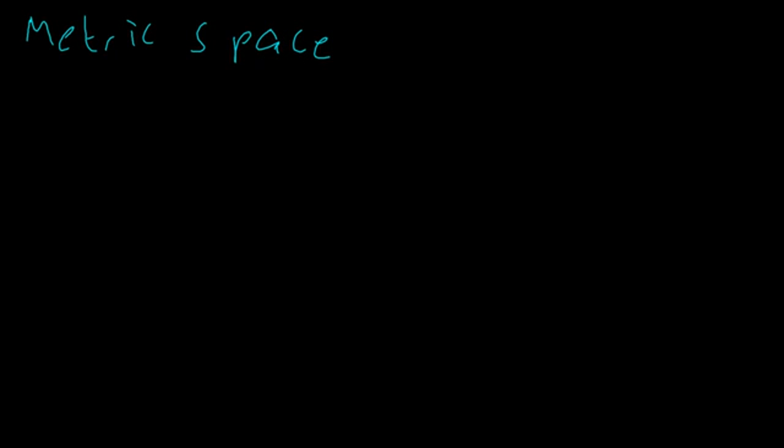So a metric space is just a pair consisting of a set X and a metric D, which is defined on X. And you may be thinking, well, I already know this, but I just want to make absolutely sure that when I talk about a metric space, you understand that I'm talking about a set and a distance function, or a metric defined on that set. So X is a set and D is a metric.